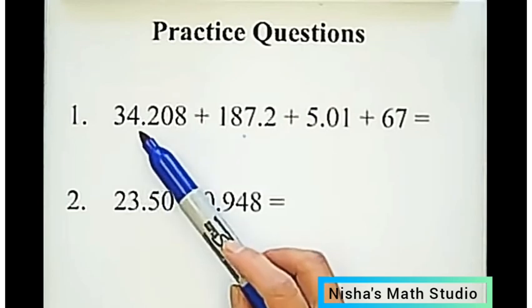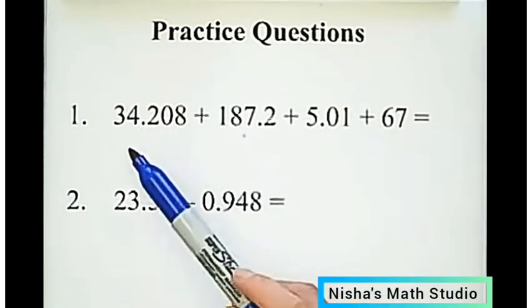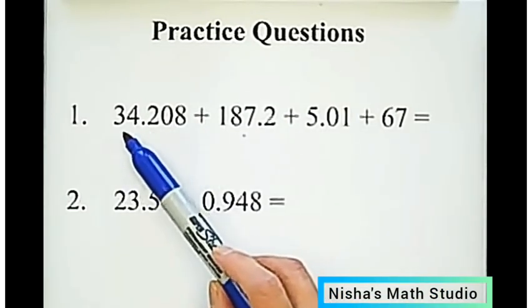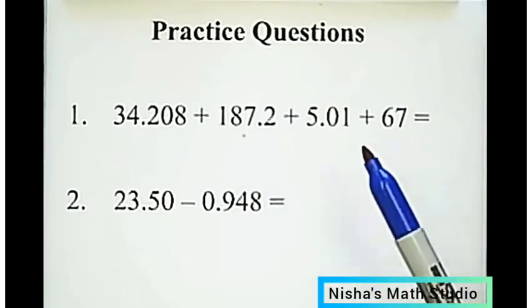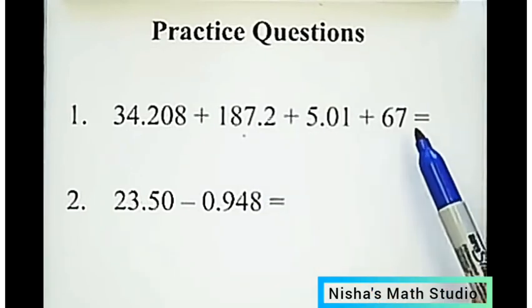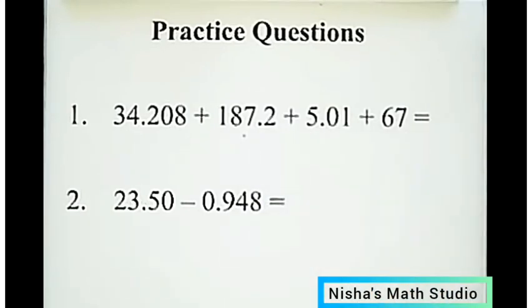Here you have 2 questions to practice. First one is addition, which has 4 numbers: 34.208, 187.2, 5.01 plus 67. Next you have subtraction, 23.50 minus 0.948. Remember, in the second number the whole number is 0, that is in the unit place you have 0.